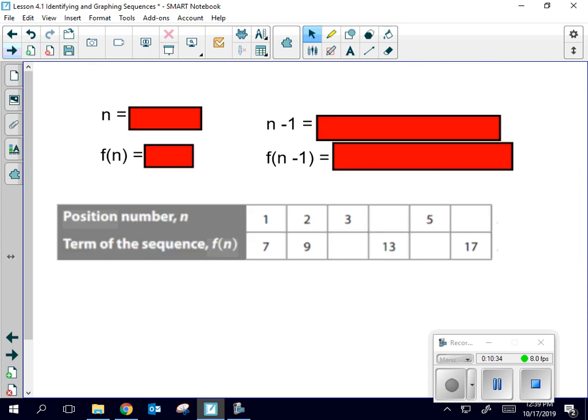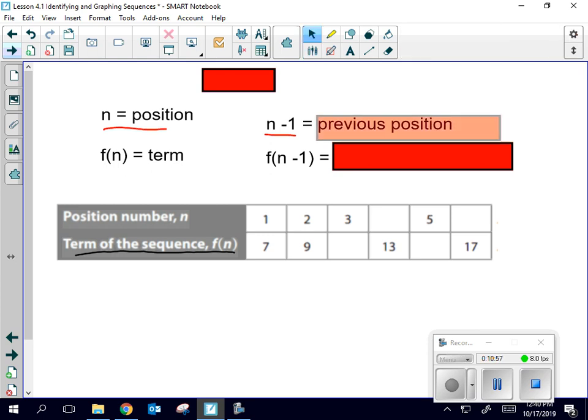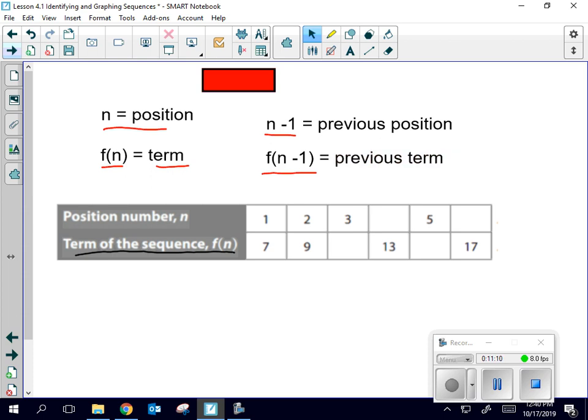Let me explain what that means. One more time, n stands for the position. You don't have to write this down, you're just watching. f of n, you know this from the beginning in our notes, stands for the term. Well, if n is the position, then what's n minus 1? It's just the previous position. And if f of n is the term, then f of n minus 1 is the previous term. It's just one before it, depending on what we're talking about. If it's just plain old n, we're talking about a position. If it's f of n something, it's talking about the term.